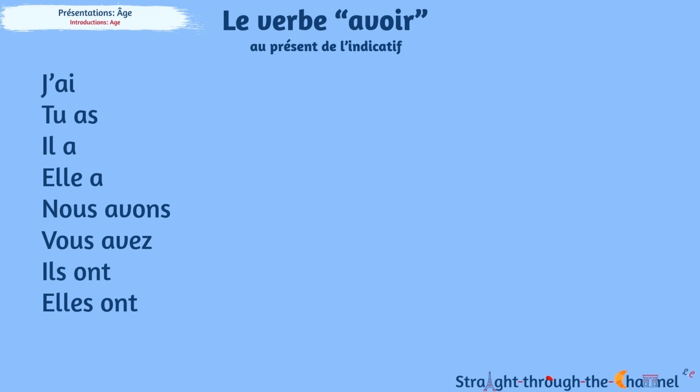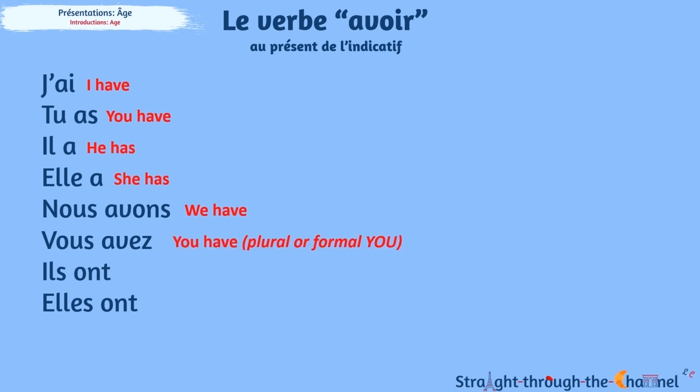So now for the conjugation of the verb avoir in the present tense. J'ai, tu as, il a, elle a, nous avons, vous avez, ils ont, elles ont.